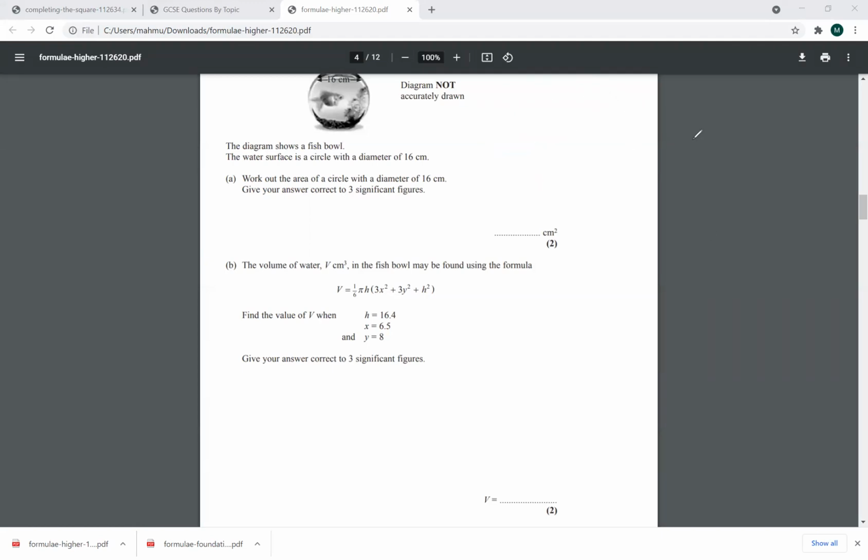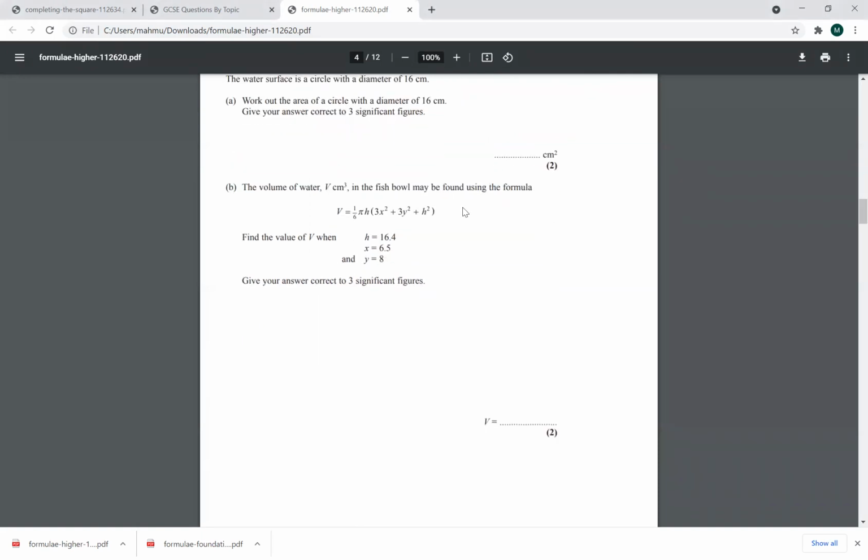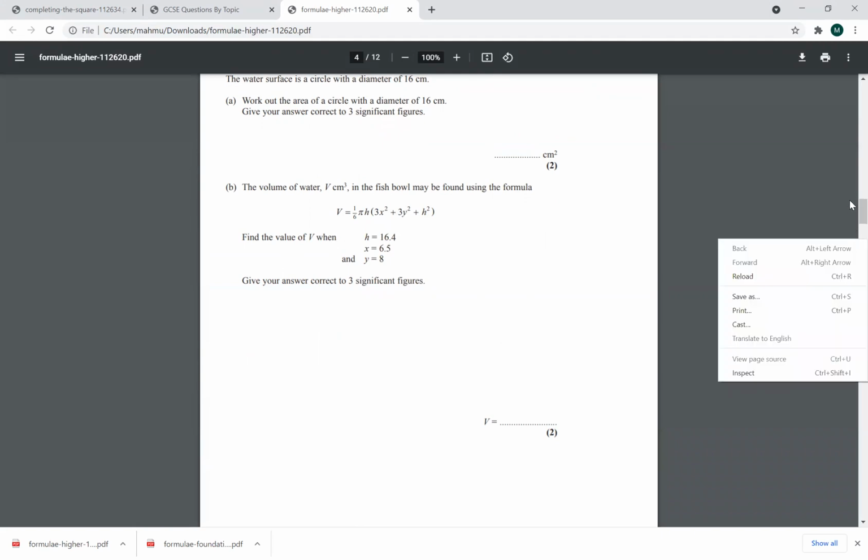Okay, so now let's look at the next one. The volume in the fishbowl may be written using this formula. That's very tricky now. So 1/6 pi h, 3x squared plus 2y squared plus a squared. Find the value of v. No, just put this in. This is going to be easy. Put in h, put this number in x, you just put this number in. That's quite easy. That's a calculator question. I'm not going to spend time on this.